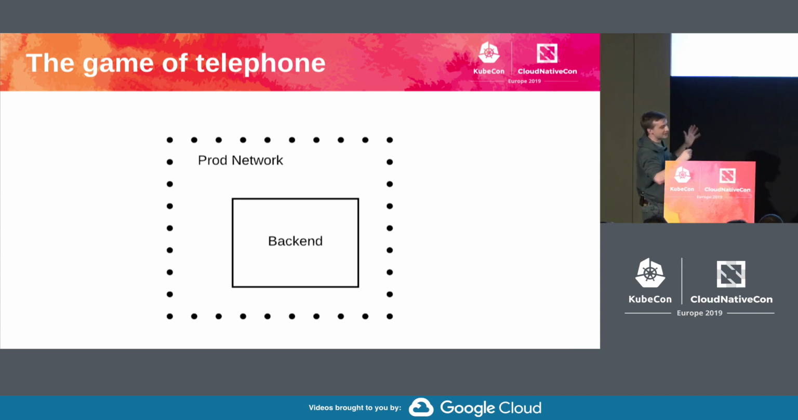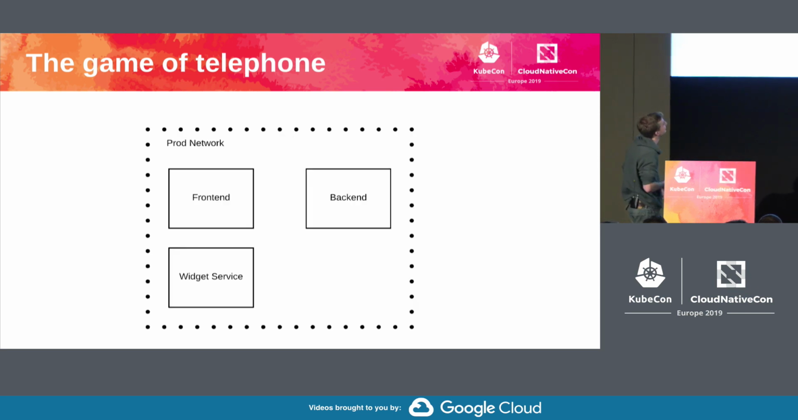I want to introduce backend. It sits inside a secure production network. It has a lot of interesting sensitive data, but it's not very interesting when it's all by itself. So if we zoom out a little bit, we'll see that it lives alongside a couple other services. We have a service front end, which is responsible for serving the front end of my application. And we have a widget service, which is responsible for serving widgets. And so far, the front end and the widget service can communicate freely with the back end.